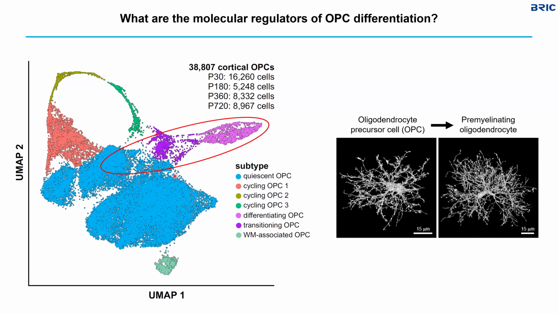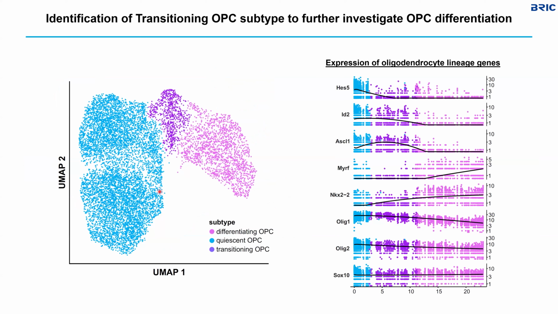So I took this group of cells and then reclustered them to get a better resolution of what's happening at this particular stage. So here is the same plot, just isolated for the late stage of quiescent OPCs as well as the transitioning and differentiating OPCs. And you can see that there is a difference in the expression of oligodendrocyte lineage genes across this time course, going from quiescence to differentiation.